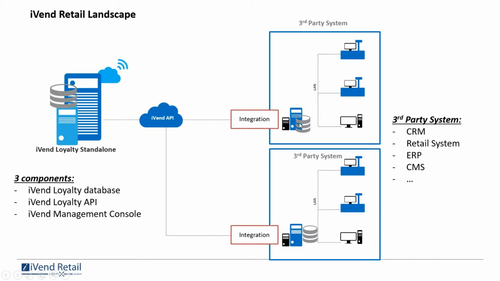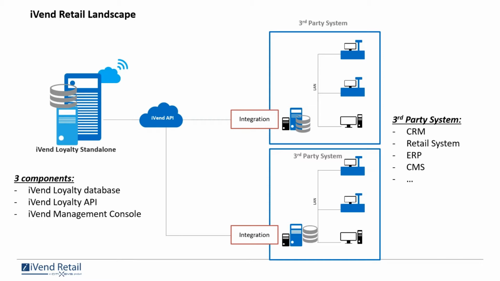They have their own database, and they have different applications in the third-party system. Assume that we don't know this system. So we need to build the integration between iVend Loyalty and the third-party system. So the third-party system here can be a customer relationship management system, another retail system, another ERP system, or another contact management system. It can also be an iVend retail system. So we will do the integration from the third-party system into the loyalty.